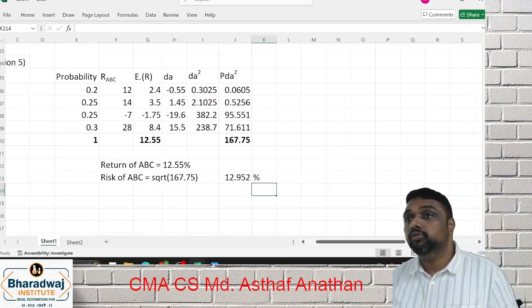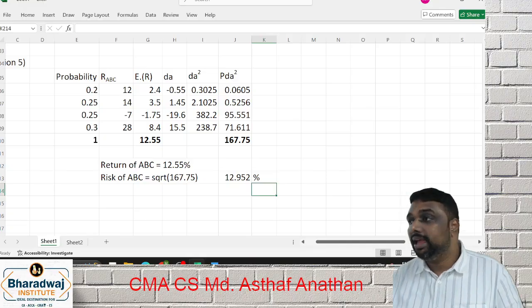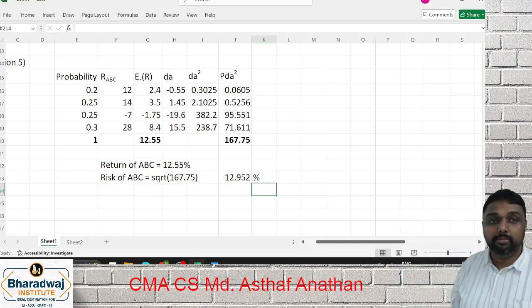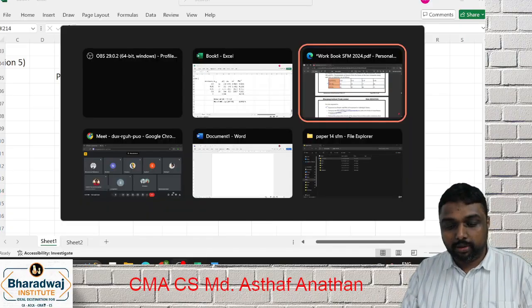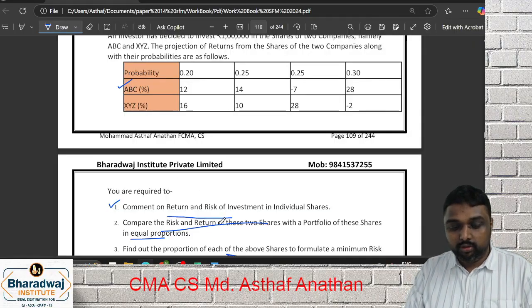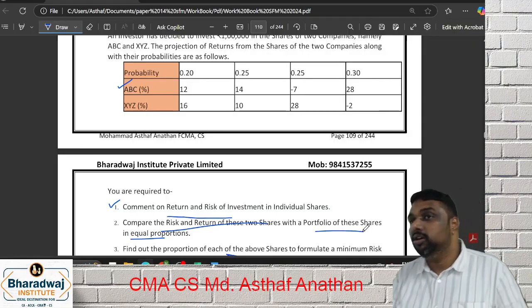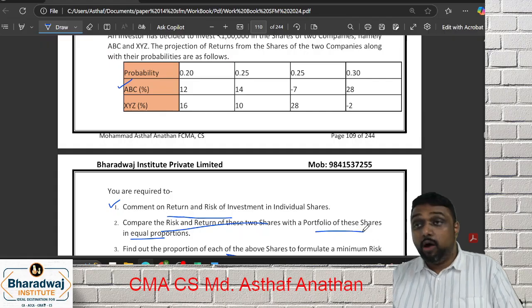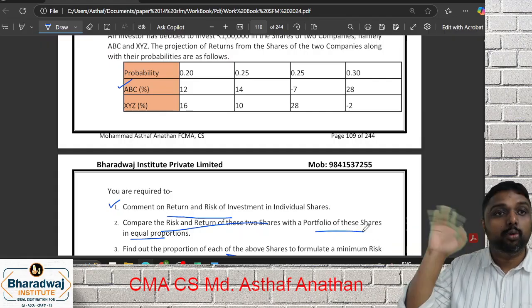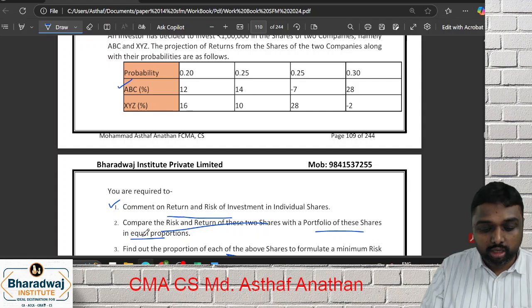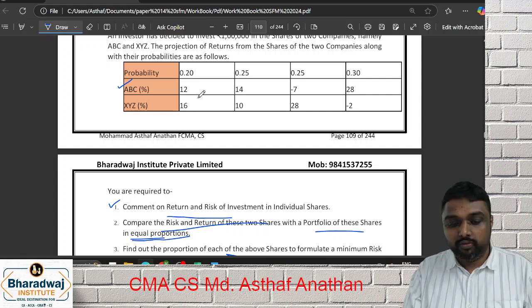Next, I'm not doing the risk again, but we want to do the second part of this question. Same thing, you have to find out the portfolio. How can you do this portfolio? Friends, here you don't want to go for the portfolio equation. Here you want to find the equal proportion. So we have the data. What is the shortcut method?